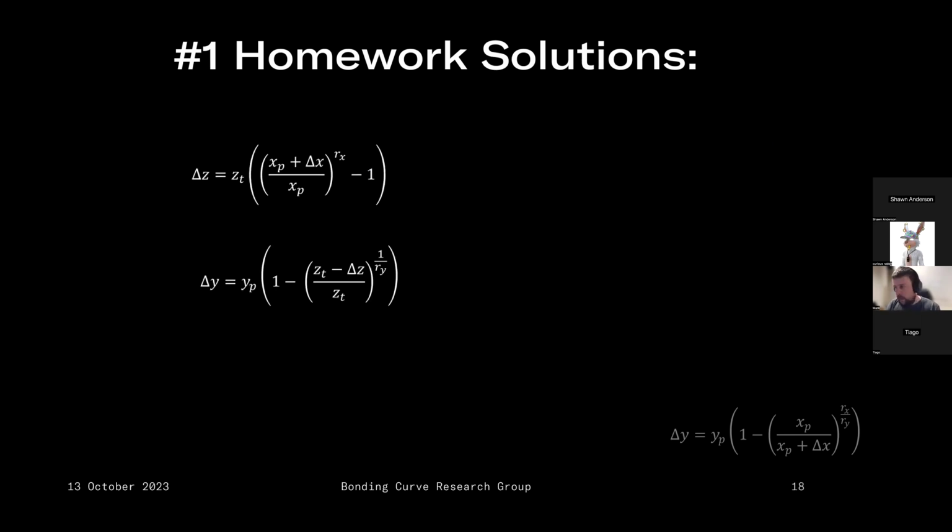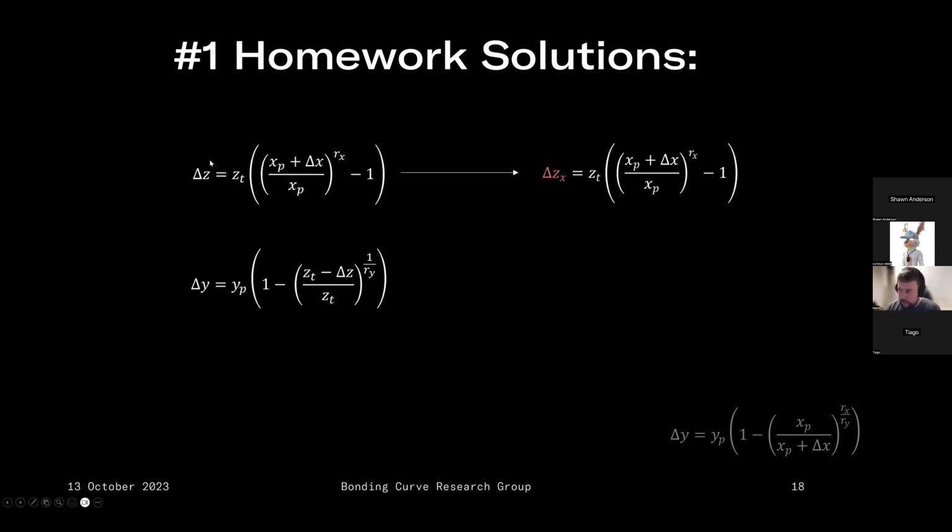Not too difficult. So again, I'm going to take delta Z and add sub X just to make it clear what we're talking about. And then from here, we realize that after we've added liquidity on this side, the delta Z sub X is going to be again added to the total here. So it's no longer just Z sub T, it becomes Z sub T plus delta Z sub X. And because of the way that this formula is constructed in the generic way, notice that we just subtract that delta Z sub X from itself anyway.